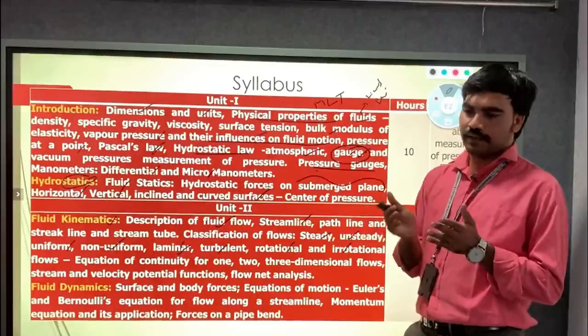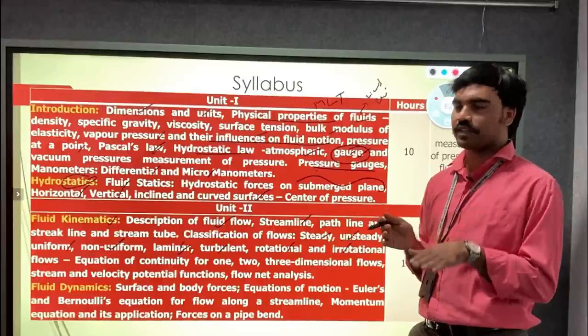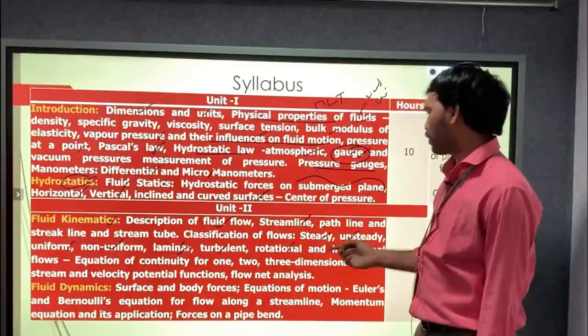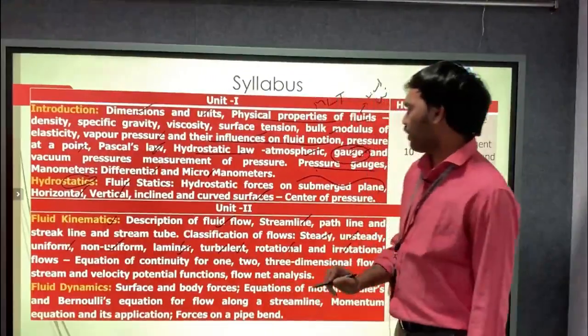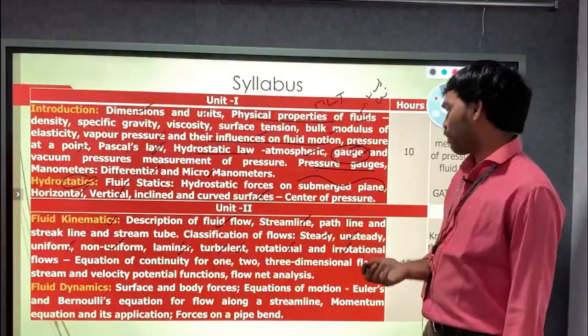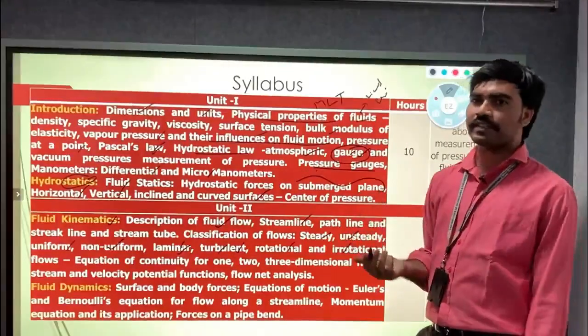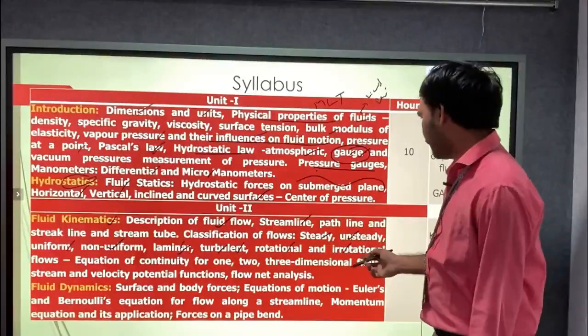When the fluid is flowing in a smooth and straight line, that you can call laminar flow. When the fluid particles are moving in a zigzag fashion, that we can consider as turbulent flow. So these laminar and turbulent flows we will also discuss in the third unit in detail.